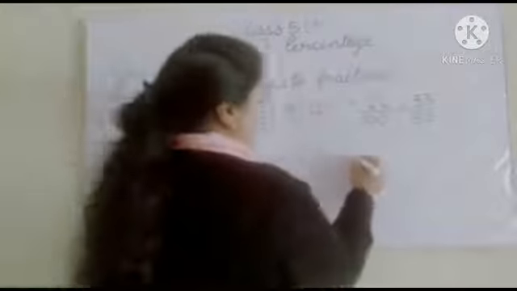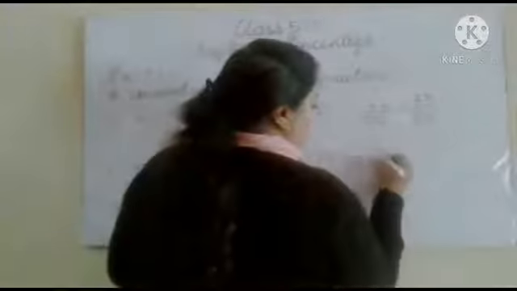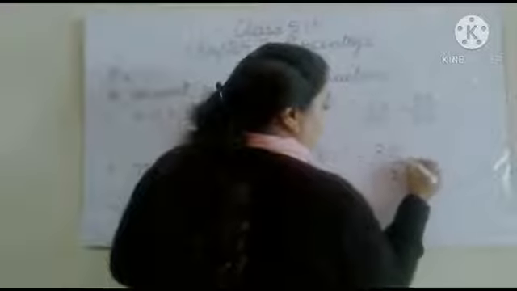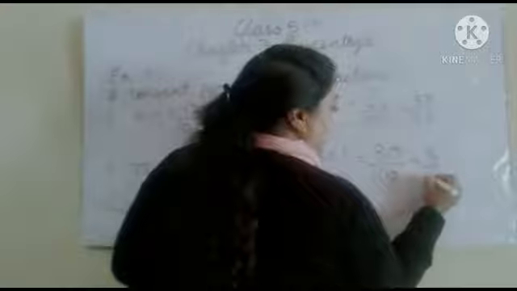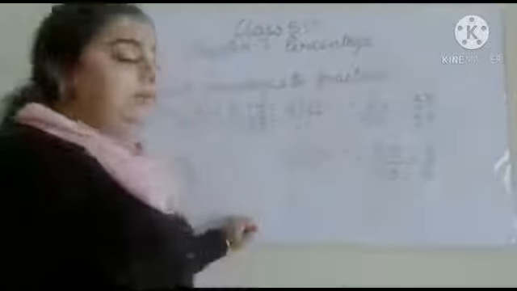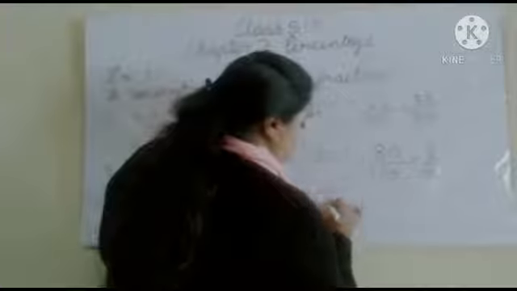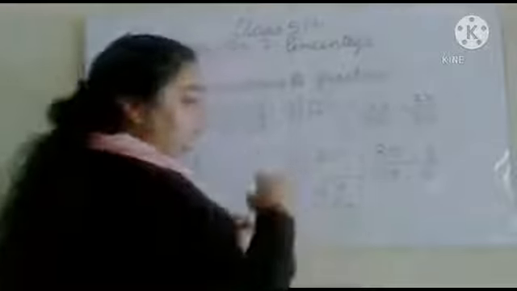नाउ 80% मीन्स 80 अपॉन 100. 0 से 0 कट हुआ. 8 अपॉन 10. दोनों नंबर 2 की टेबल में आते हैं. सो 4 upon 5 and that is the final answer, 4 upon 5.